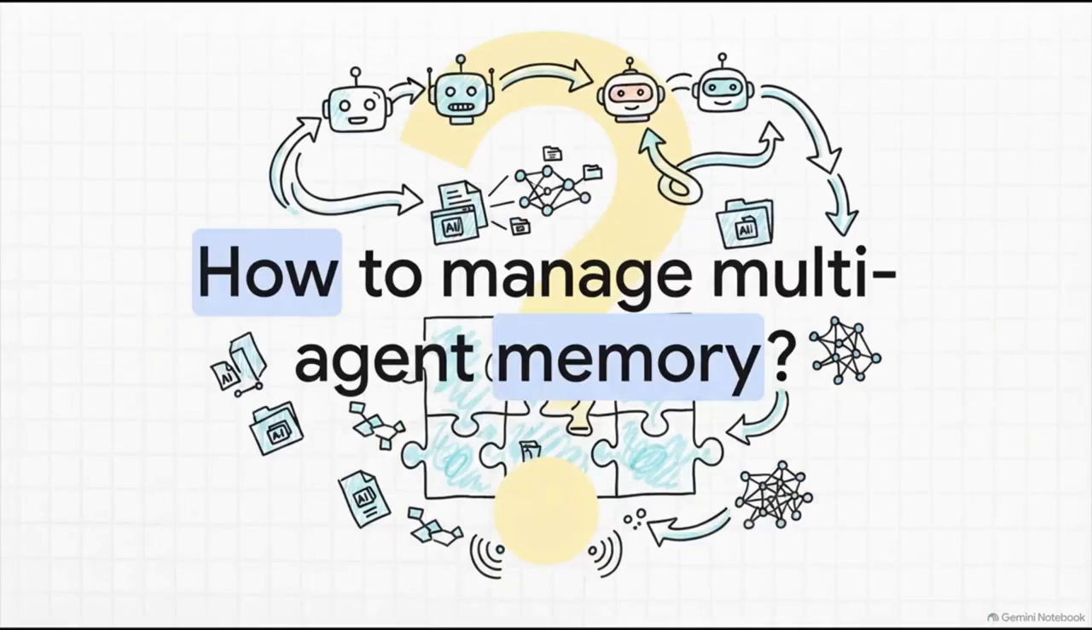So, the big question we're tackling today is this. How do we actually manage multi-agent memory? I mean, it's one thing to have a single AI processing a single prompt, right? But how do these digital brains organize, retain, and recall information when you've got a whole team of them working together? It's like a giant puzzle.